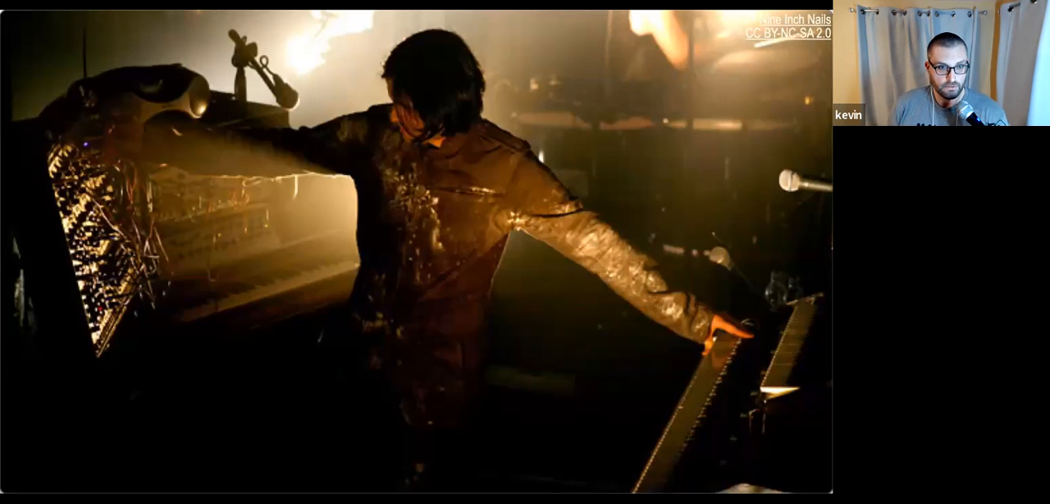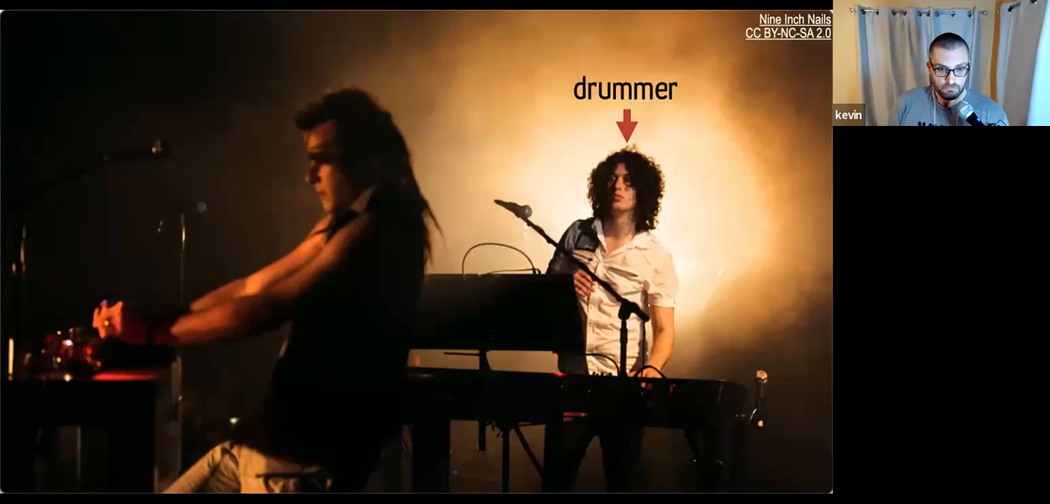And I wasn't lying when I said every member of the band plays the synthesizer. Here's a picture of the drummer. Notice they're not in front of a drum kit. Right now they're playing a synthesizer. So there are tons of these instruments all about the stage, right?